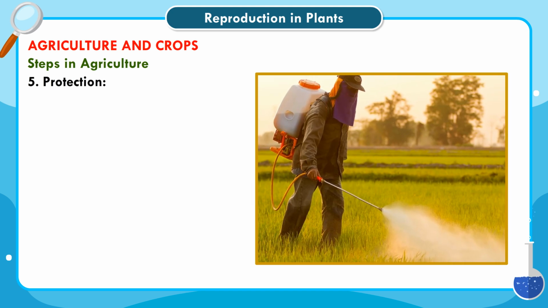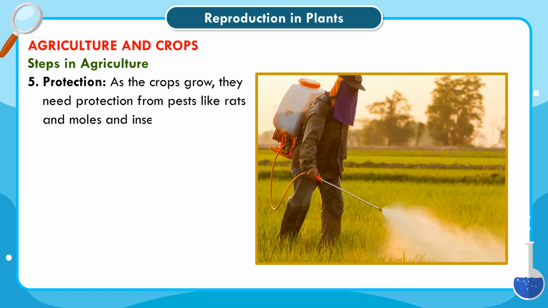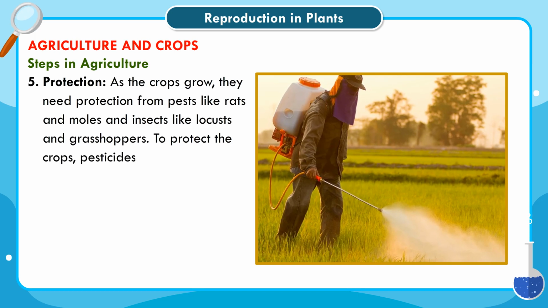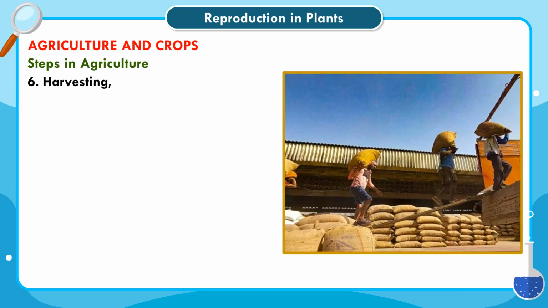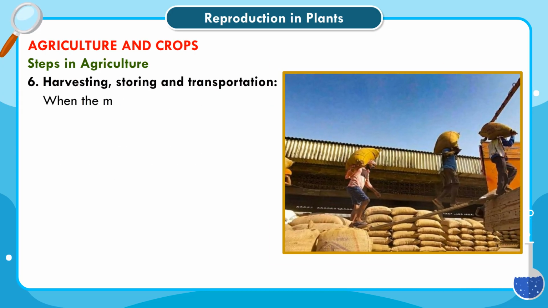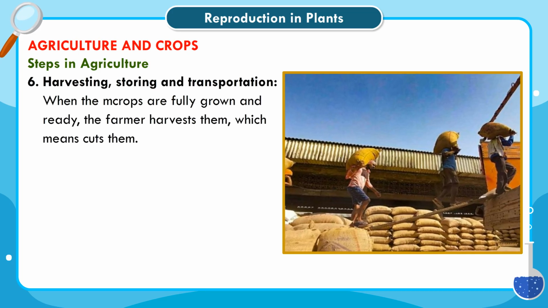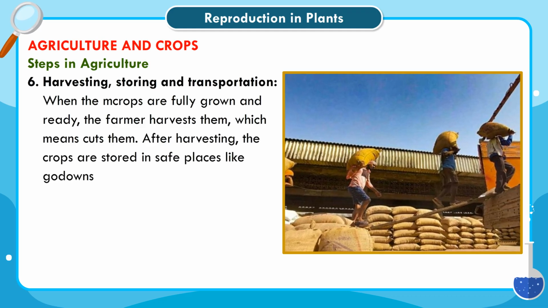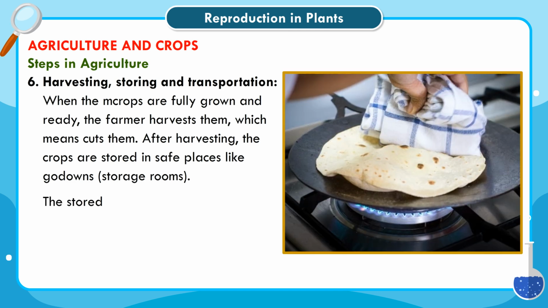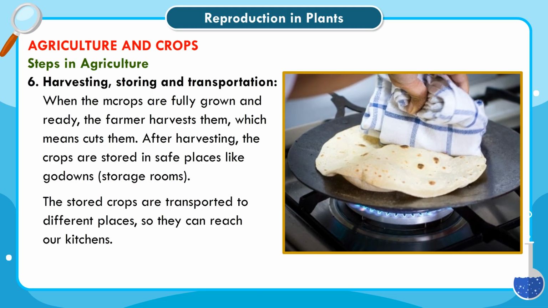5. Protection. As the crops grow, they need protection from pests like rats and moles and insects like locusts and grasshoppers. To protect the crops, pesticides and insecticides are sprayed over them. 6. Harvesting, storing and transportation. When the crops are fully grown and ready, the farmer harvests them, which means cuts them. After harvesting, the crops are stored in safe places like godowns, storage rooms. The stored crops are transported to different places, so they can reach our kitchens.